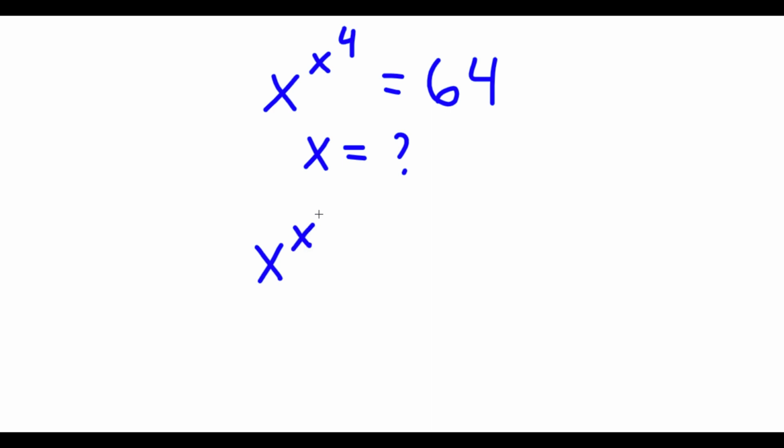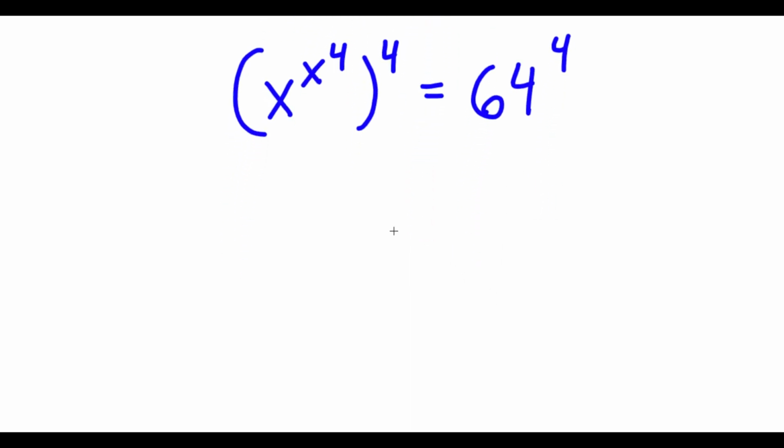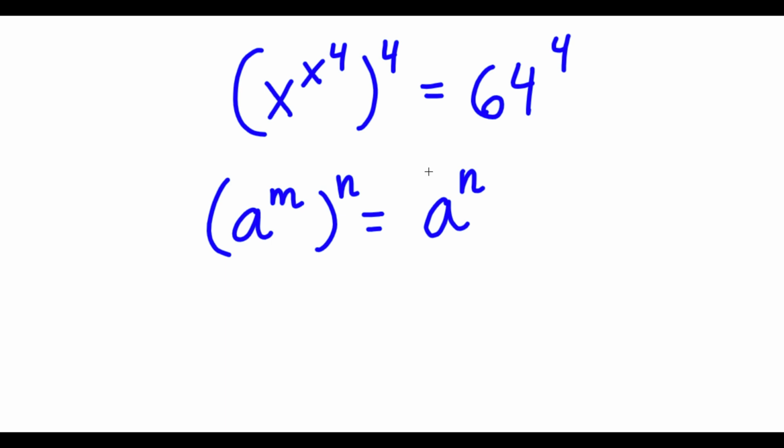So now I have x to the power of x to the power of 4, to the power of 4, is equal to 64 to the power of 4. Now, if I have something in the form a to the power of m to the power of n, this is the same thing as a to the power of n to the power of m. So I can switch the places of m and n here.